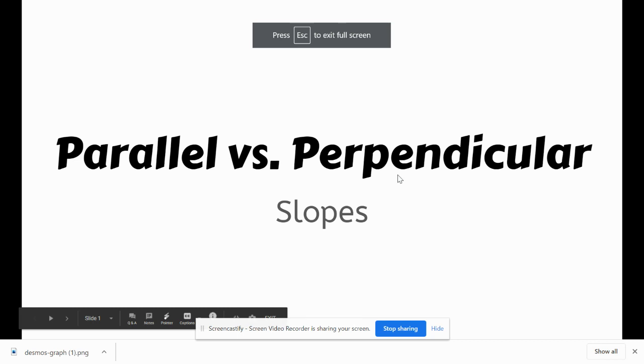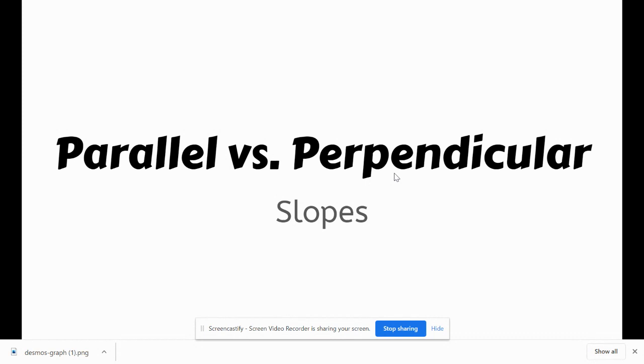Welcome back, guys. Today we are going to talk about parallel and perpendicular slopes. Last week you were taught how to find the slope from a graph and using the slope formula. So we're going to need that information today to find slopes and determine if our lines are parallel, perpendicular, or neither.